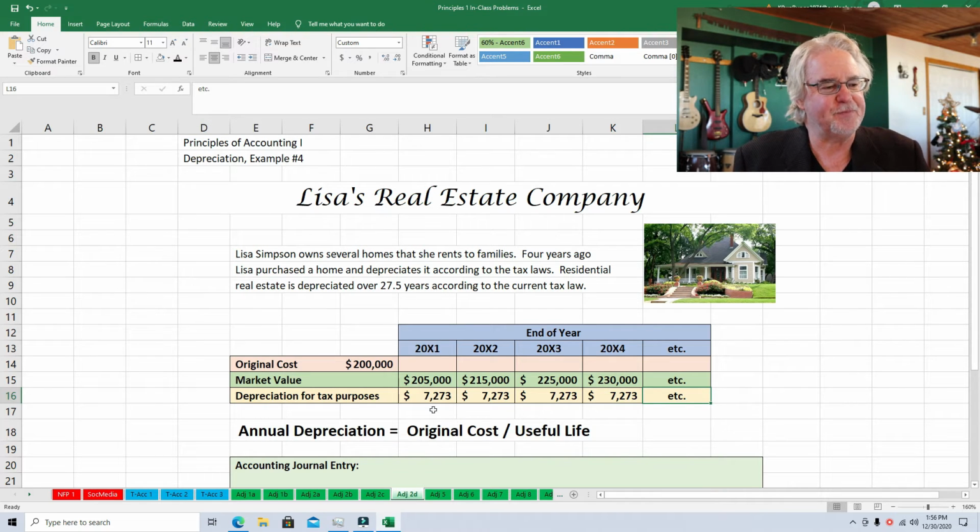So in the first year, her tax deduction for writing it off on her taxes, a huge deduction, $7,273. Unbelievable. Now, another thing that's really unbelievable is that the market value is going up. And in the second year, it's going up even more. And she gets to take this giant tax deduction. I mean, how many assets can you think of that work like this, that go up in value, and you get to take these monstrous tax deductions?